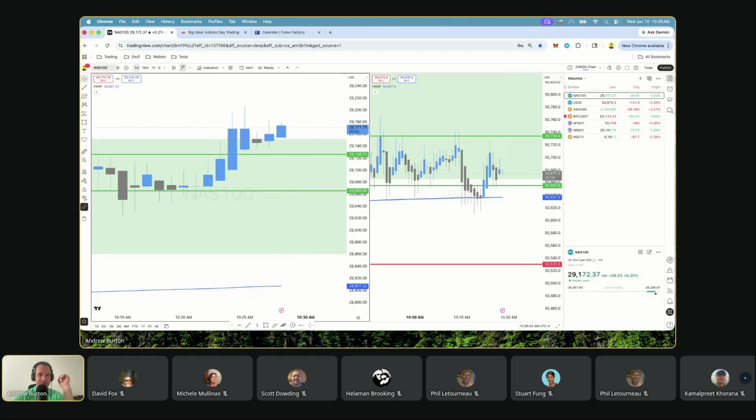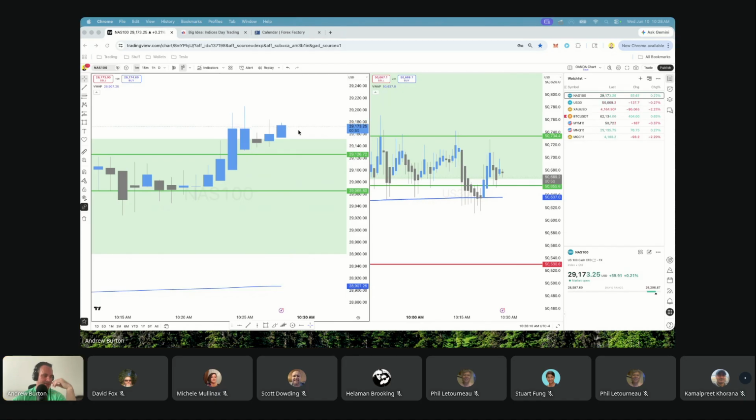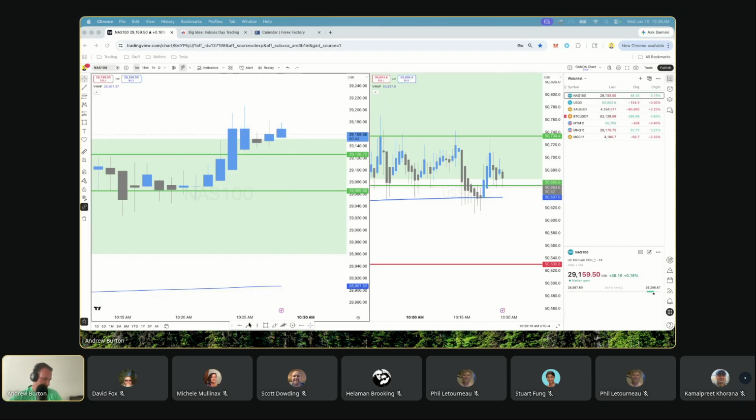Okay. I'm going to go in really, really small, guys. I'm going in with 3 lots. Okay. So I've got into this here. It's not a great trade, but it is something. Okay. So we'll see.